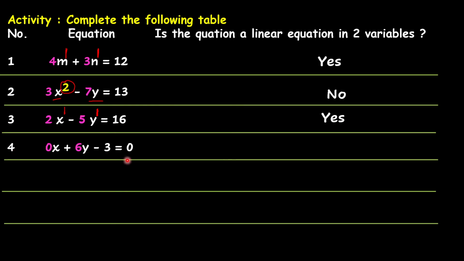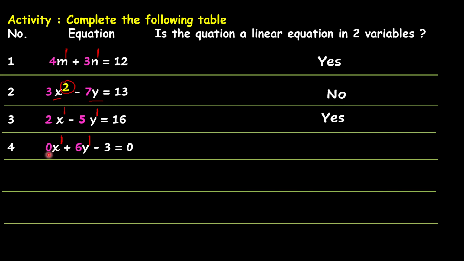0x plus 6y minus 3 is equal to 0. In the first term, variable x has index 1. So, the degree of the first term is 1. In the second term, variable y has index 1. So, in this equation, the degree of the first term is 1 and that of second term is 1. Observe the coefficient of x and y. The coefficient of x is 0 and that of y is 6. These coefficients are not equal to 0 at the same time.